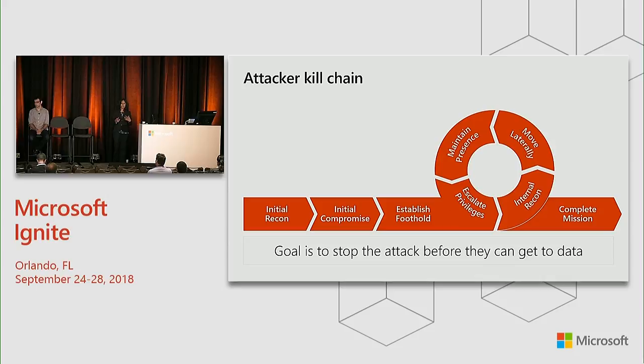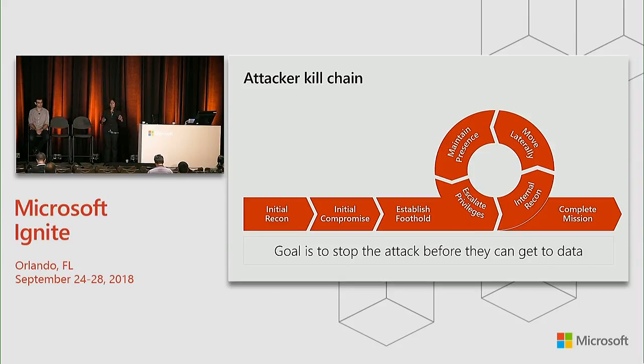What an attacker typically does when he decides to attack you is the initial recon. So he plans how to really attack your system. 99% of attacks start with the user. He tries to compromise one user in your company and tries to get in, and that's how the initial compromise happens.